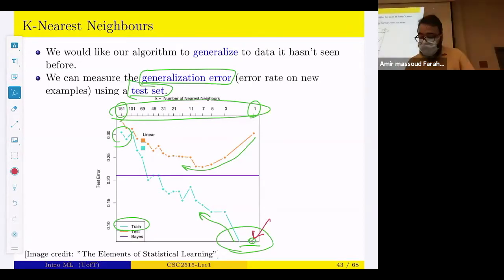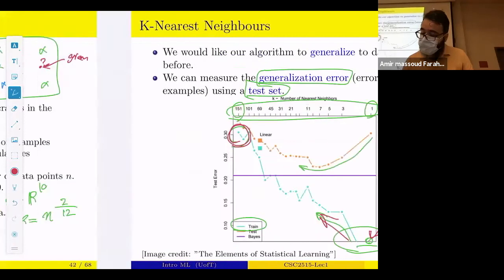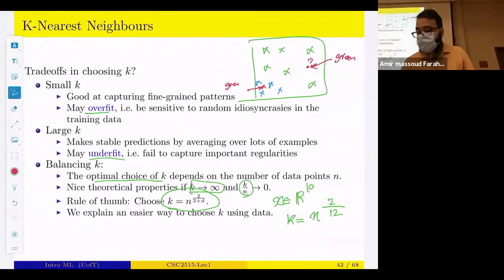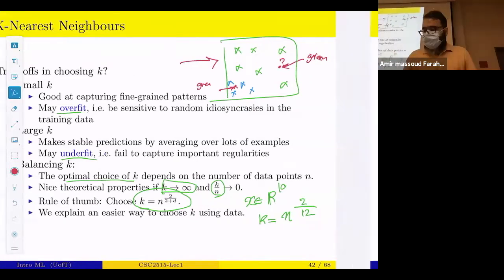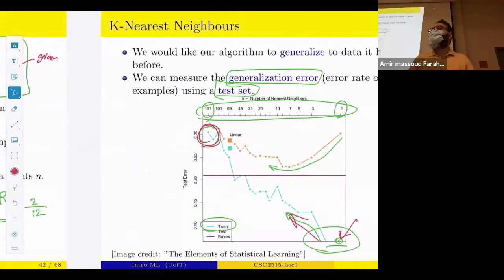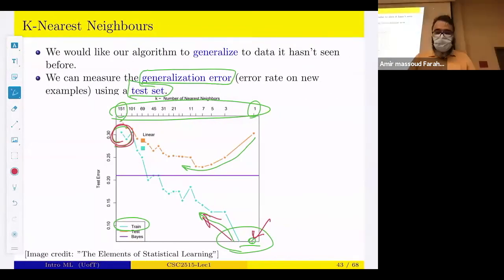But as we increase k, we see that we make more and more error. And on the left side here, the performance would be very bad, because that would be similar to the situation I had here: if k is like 100, we have 100 data points, we always just choose the majority. Is this clear? Okay.